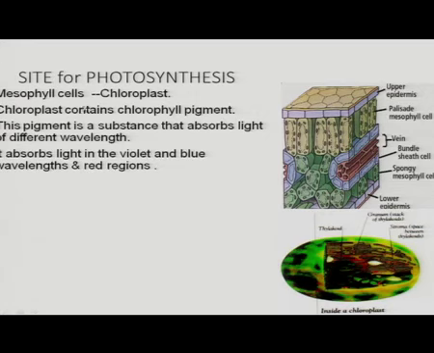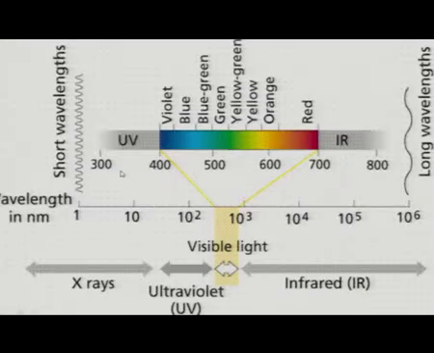The mesophyll cell contains chloroplasts. Chloroplasts contain chlorophyll pigment. This pigment is a substance which absorbs particular wavelengths of light. This particular wavelength means the visible range of light that our eyes perceive. That is violet, indigo. It absorbs light in the violet and blue wavelengths and the red regions.